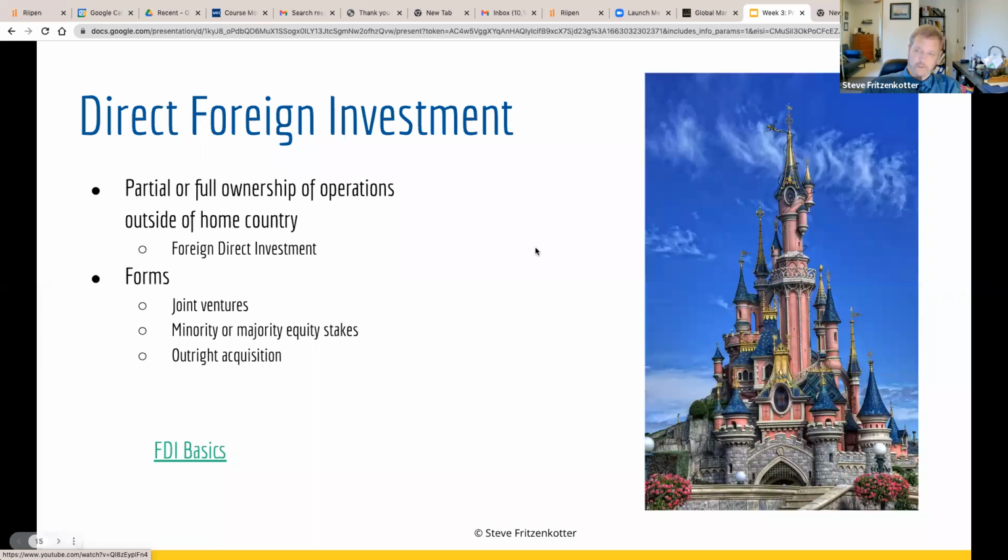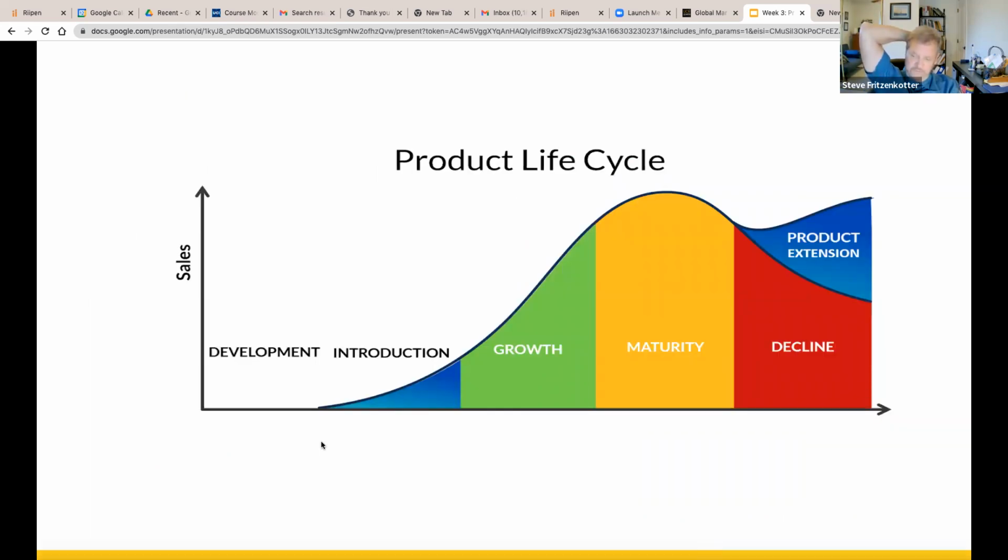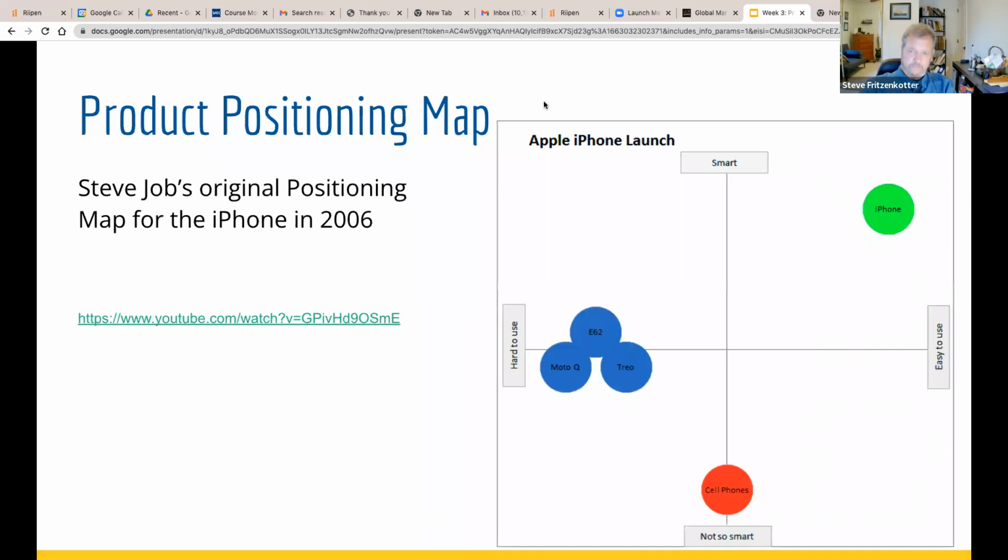If you have a coffee shop business and you're trying to expand it, you could just enter another market, and that would be a direct foreign investment. It's not like you're building a $5 billion manufacturing facility. You're just opening a coffee shop. Every industry goes through every market.